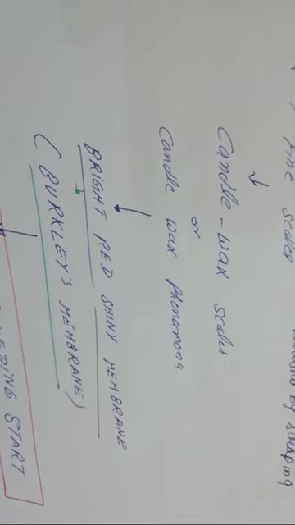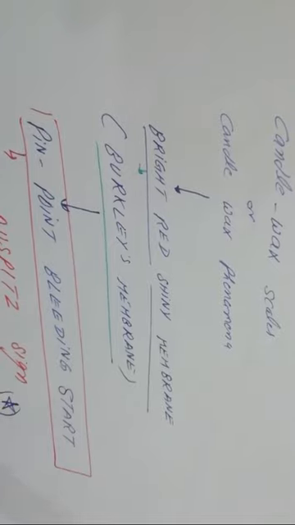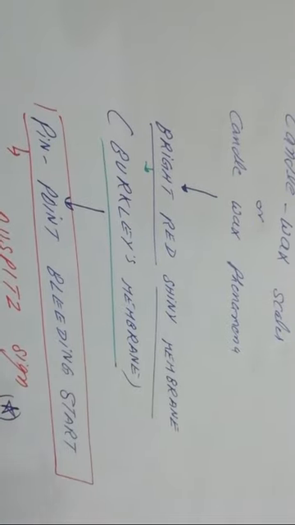And if you look at the next point written here, it's written that we have a bright red shiny membrane, and that membrane is known as Berkeley's membrane. So if you look at this psoriasis, it has got a bright red shiny membrane, and this is known as Berkeley's membrane, right? So that's all we have to understand regarding these points.